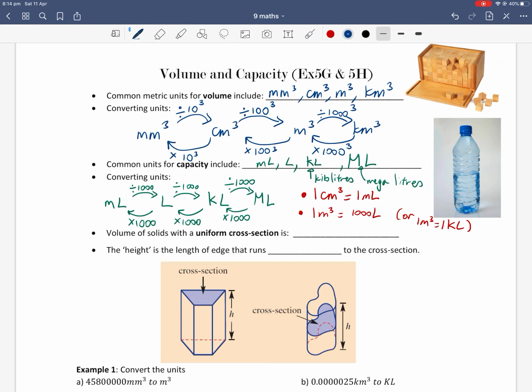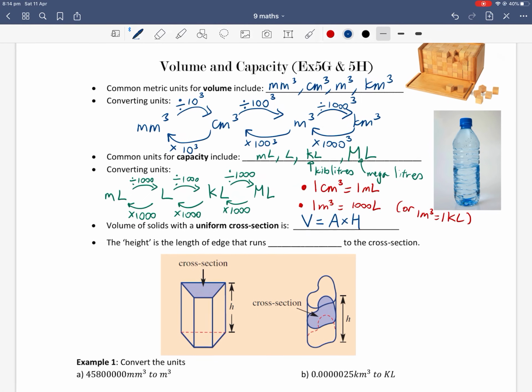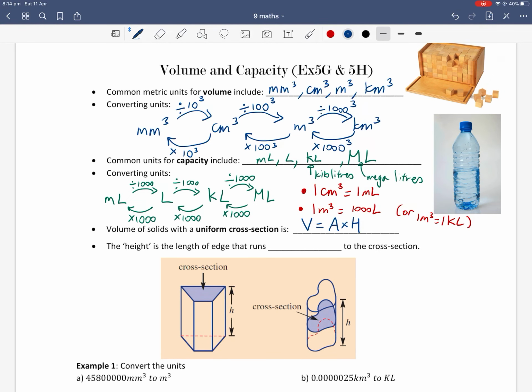Now, what is the default formula for volume? For the volume of solids with a uniform cross-section, the default formula is volume is area of base times the perpendicular height of the object. The height is the one, again, as I said, perpendicular. It has to be perpendicular to the cross-section. So I'll explain what uniform cross-section means and what perpendicular means.